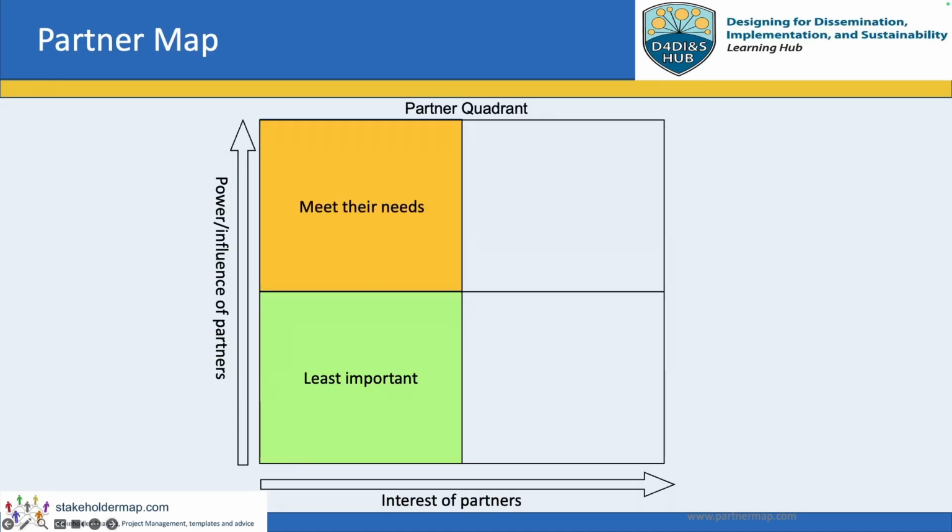Partners with high power but low interest are those you want to keep satisfied or meet their needs. Strike a careful balance between keeping them informed but not overloading them with too much information.